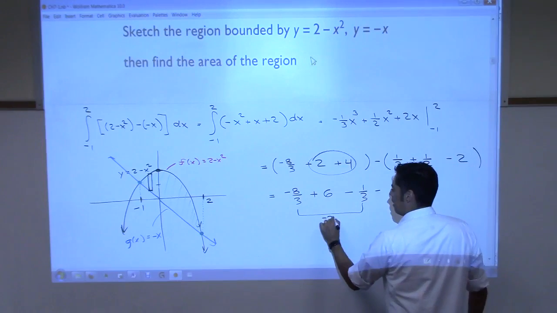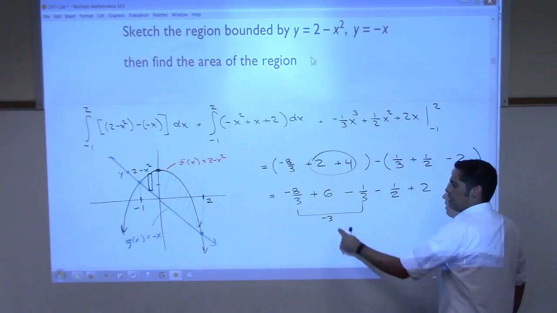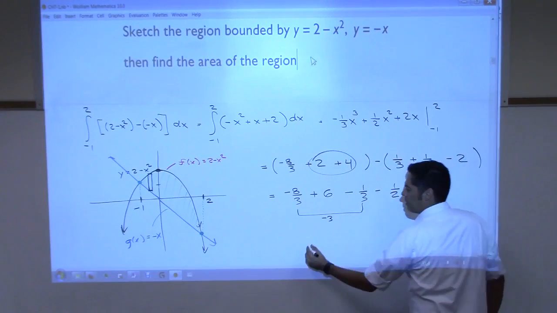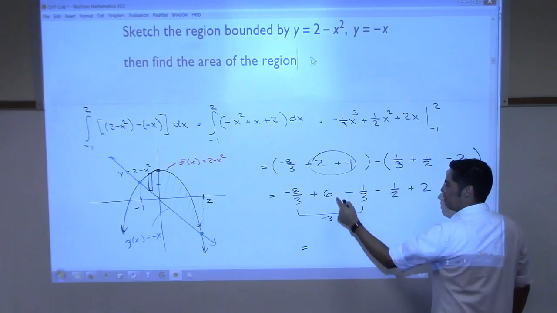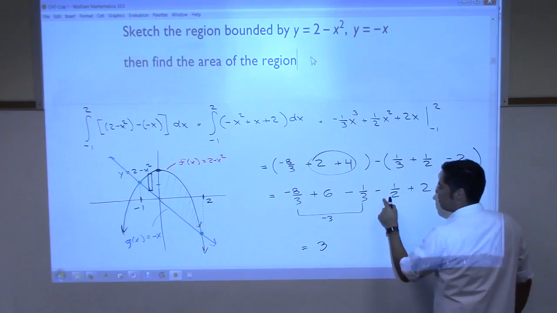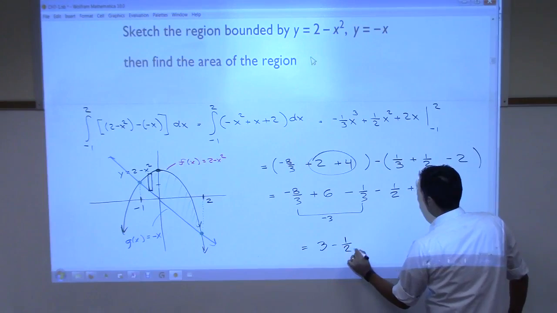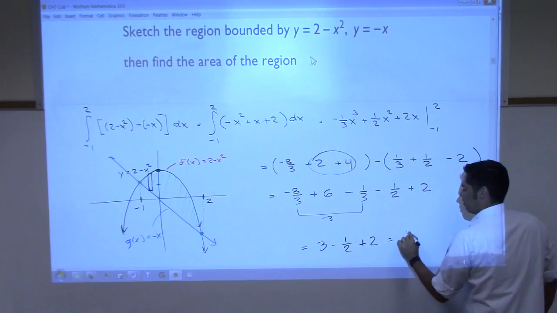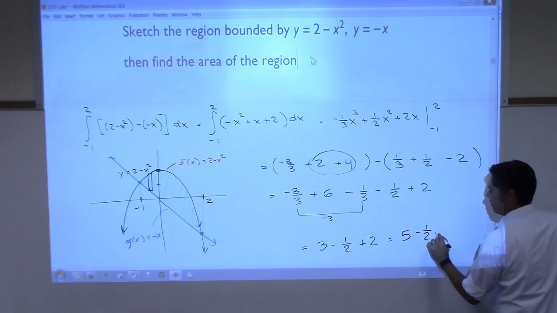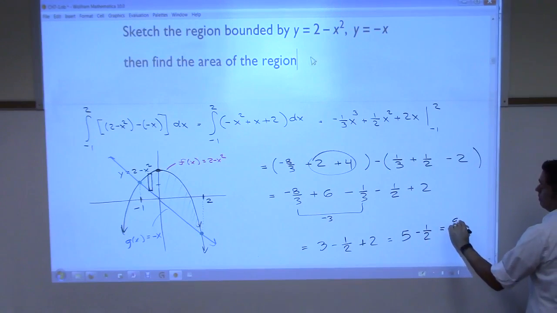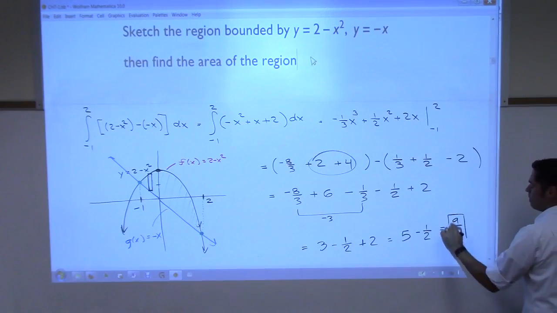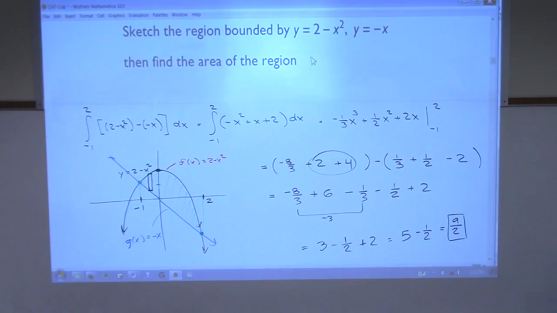So that's -3. So -3, let's add 6, so we would get 3, right? So we have 3, still have -1/2 plus 2, which is 5, take away 1/2, which is 9/2. Common denominator, done. So the area between those curves is 9/2.